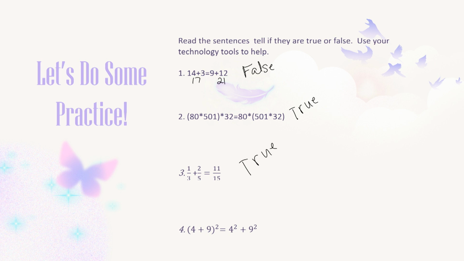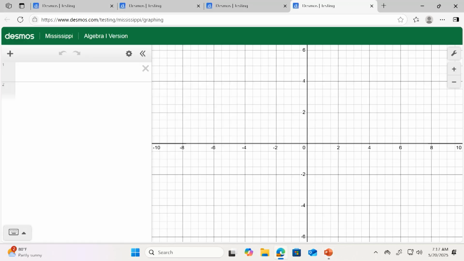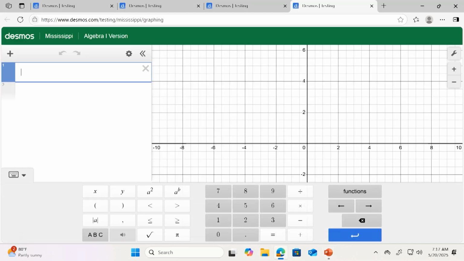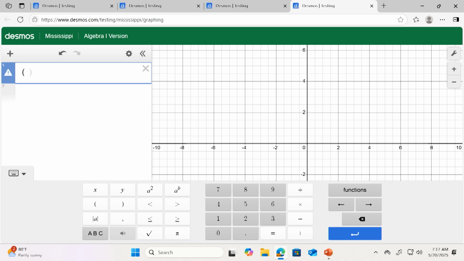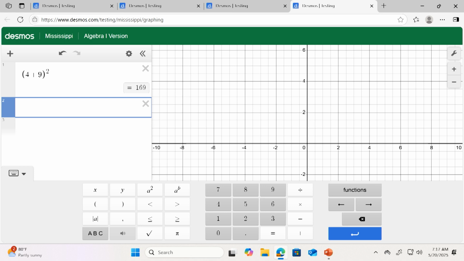All right, Ms. Killen, number 4 looks a little wonky. All right, so let's put that in and see what we've got. So I'm going to put the first part, which is a parentheses, and I have 4 plus 9. And I'm going to put that to the second power, and it gives me 169. So then I'm going to put the second part in there. 4 squared plus 9 squared. Whoa, that's a little bit different.